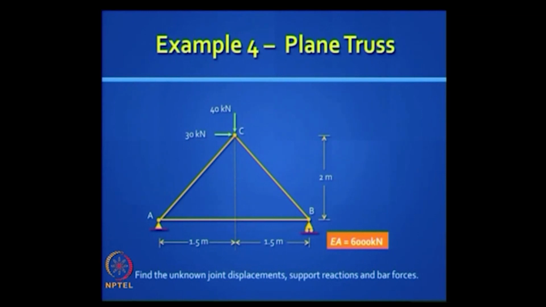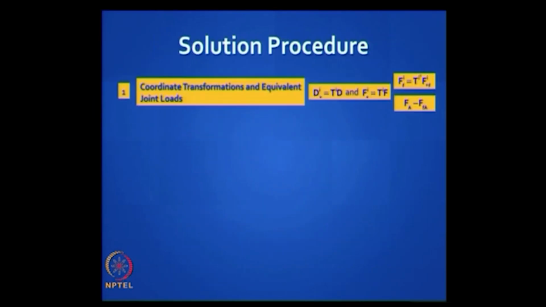How will you handle a problem of this kind? Okay, find the joint displacement, support reactions and bar force. What is the first step? Well, okay, so you go through the procedure, find the coordinate transformations. Next, so once you write the road map, it is easy. What is the next step?